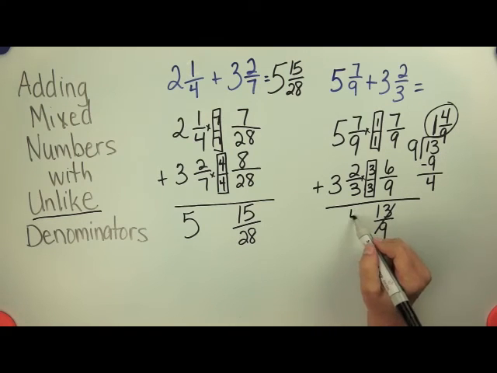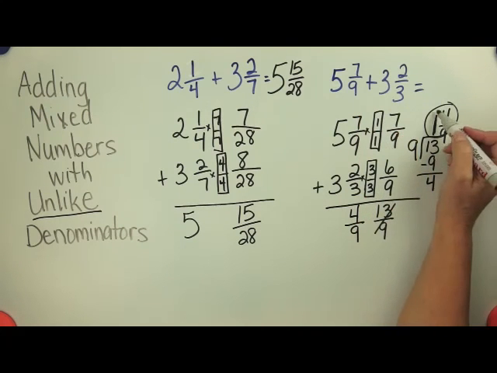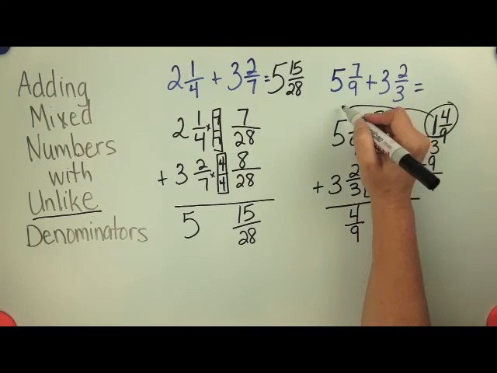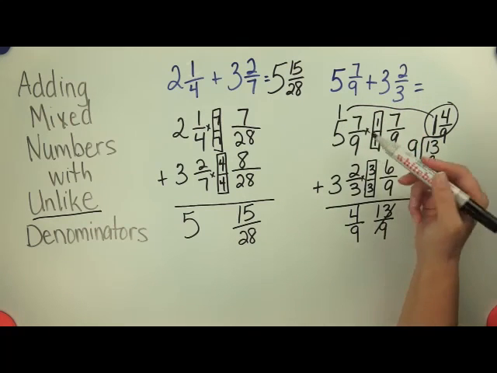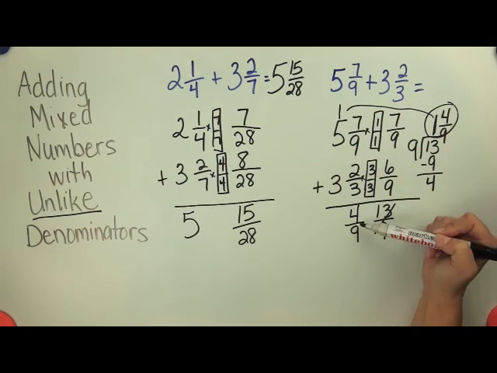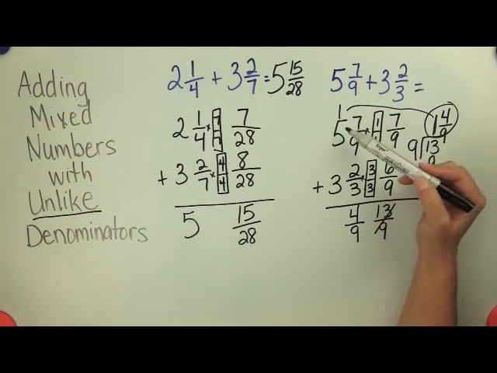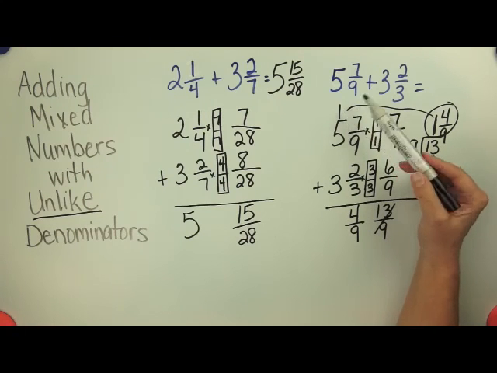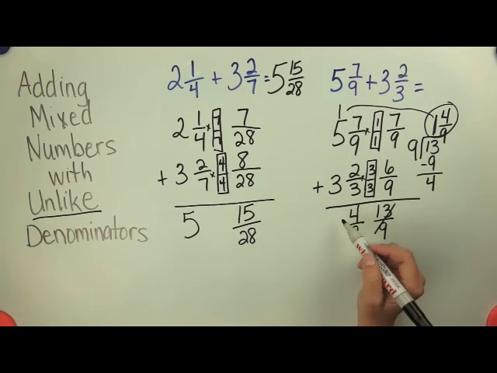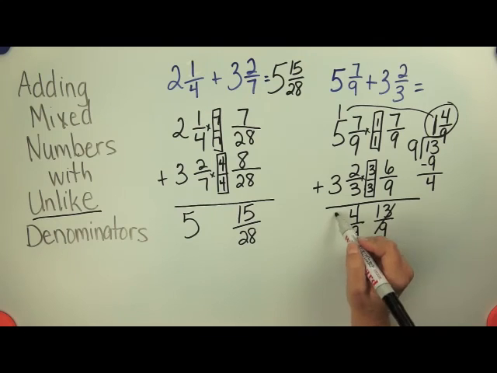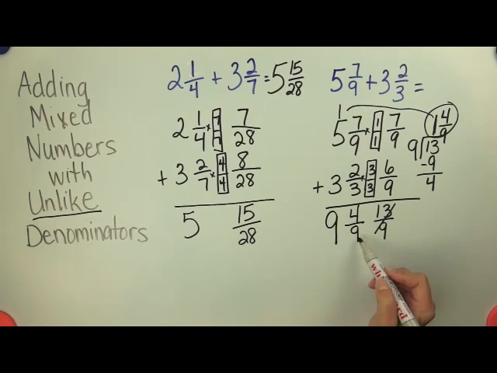I'm going to record the 4/9 in the fraction part, and this 1 is going to be regrouped here in the ones column. So I have the 1 and 4/9, so I've simply regrouped. Now I add my whole numbers. 5 plus 1 is 6, plus 3 more is 9. So 9 and 4/9.